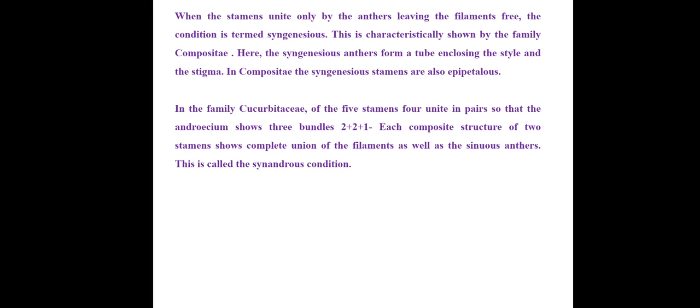This is called the synandrous condition. Now listen carefully. In Cucurbita, how many stamens are there? Five, of which two unite to form a pair. Two pairs are formed and one remains single. The composite structure of two united stamens shows complete union of the filaments as well as the anthers. So this whole condition, two plus two plus one, is called the synandrous condition.